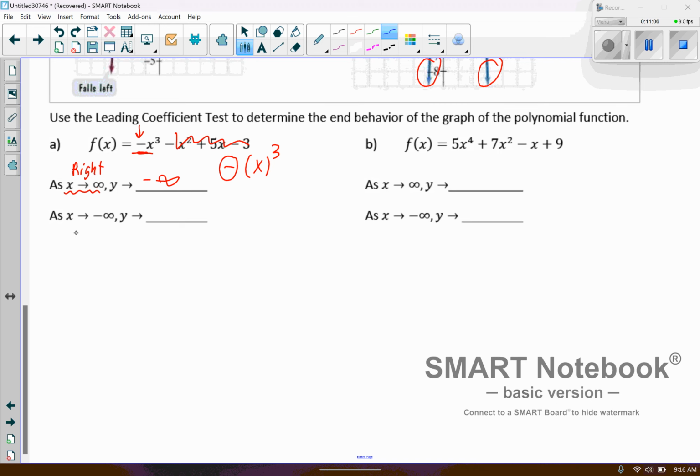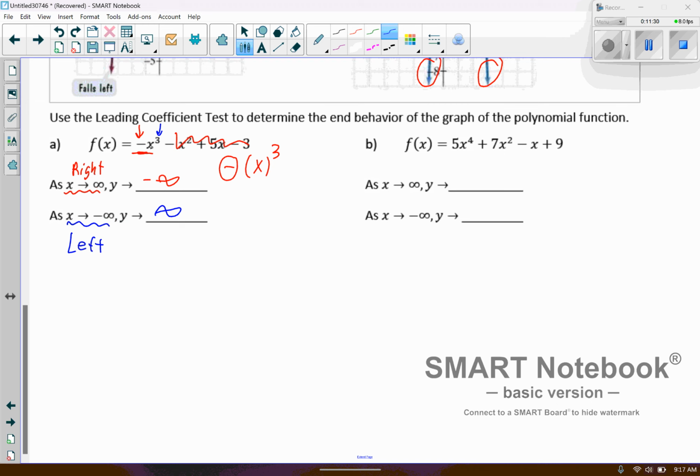Now, for the left end behavior, as x goes to negative infinity, this would be the left end behavior. If you're following the leading coefficient test, you focus on the power right there. If the power's odd, it's going to be the opposite, right? Odd, opposite. So I'm going to do the opposite. I'm not going to go to negative. I'm actually going to go to positive infinity.